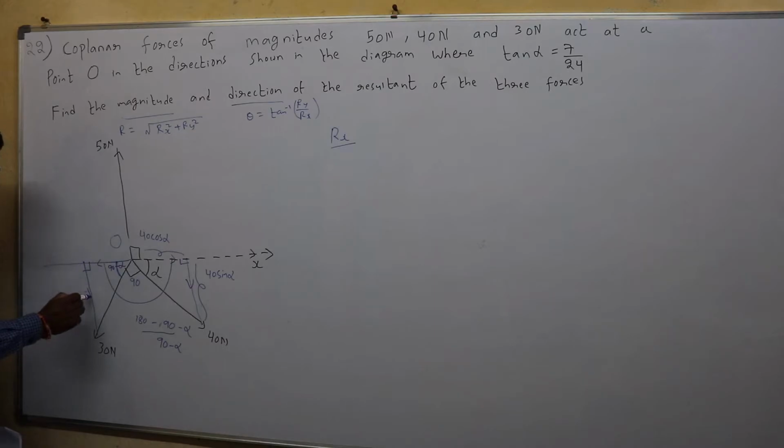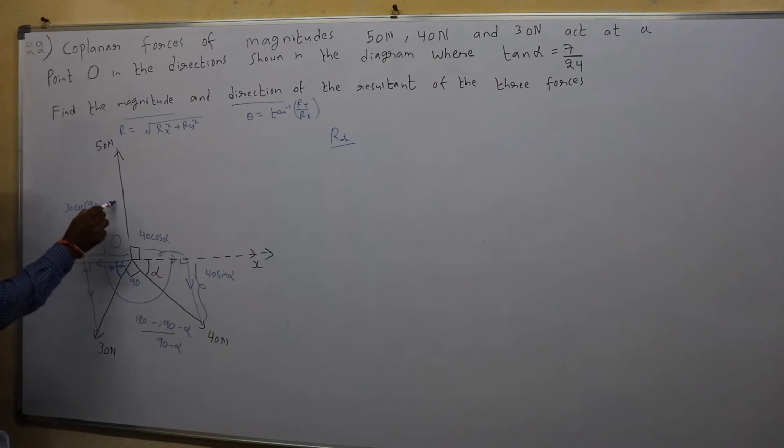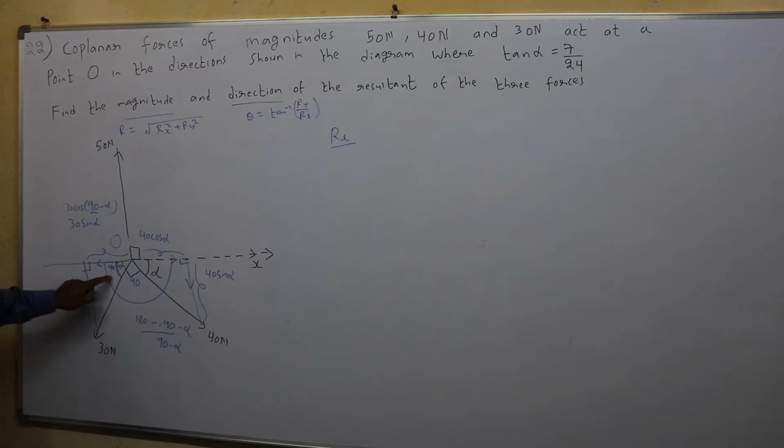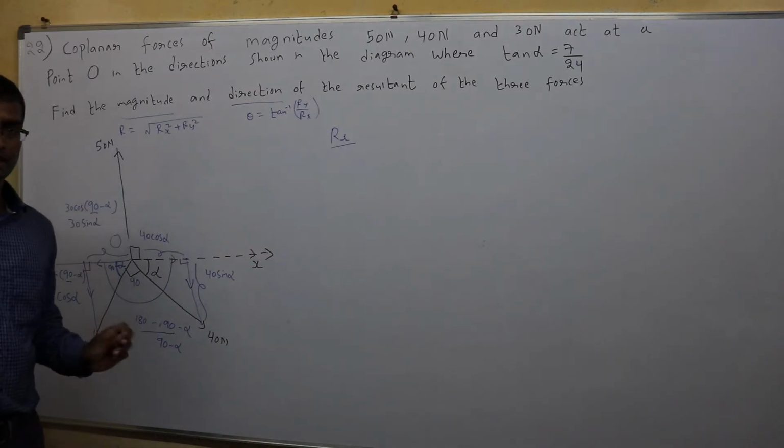Then from here I could move down. Next, this is adjacent to 90 minus alpha, so it becomes 30 cos(90 minus alpha). And 90, so cos will change to sin. In the introduction class I have told you that. Next, this one is opposite to 90 minus alpha, so it becomes 30 sin(90 minus alpha). Again 90, so sin will change to cos alpha. So resolving in the diagram is completed.